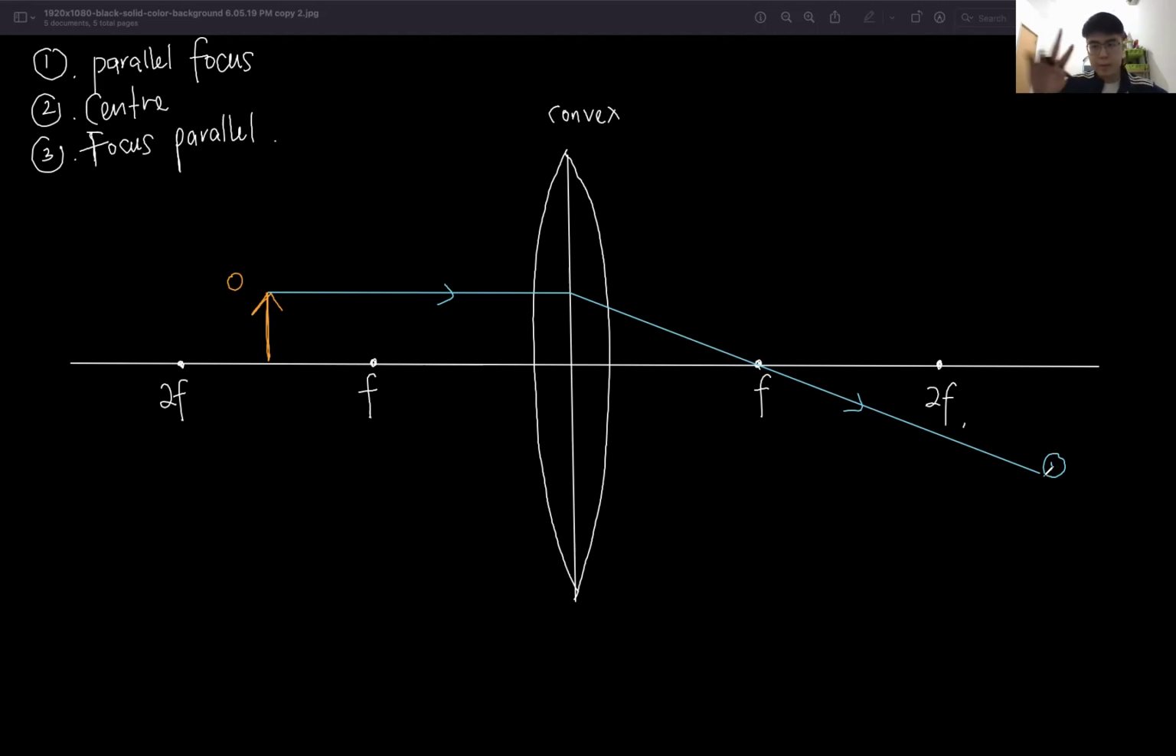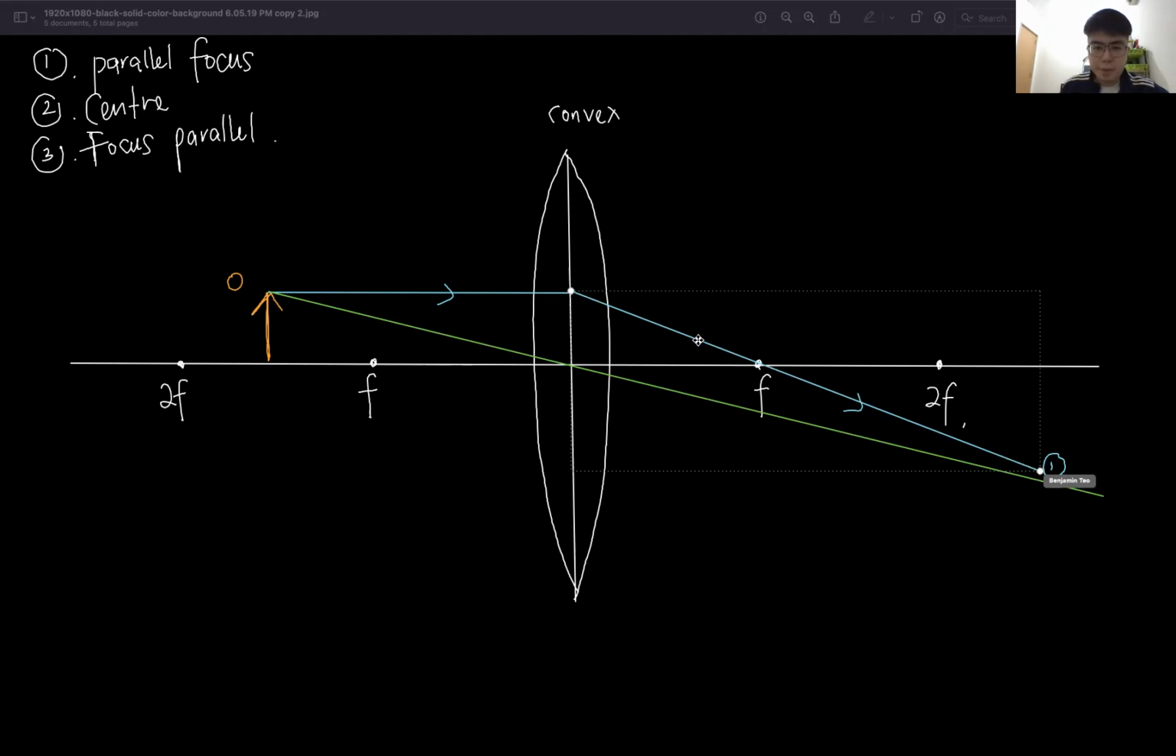Okay, number 2, center. This is the easiest one. From the tip, straight away through the center. The center of the lens here, not the 2F, is the center in the middle, the origin. Let me extend this one a bit. So this is center. Ray number 2.